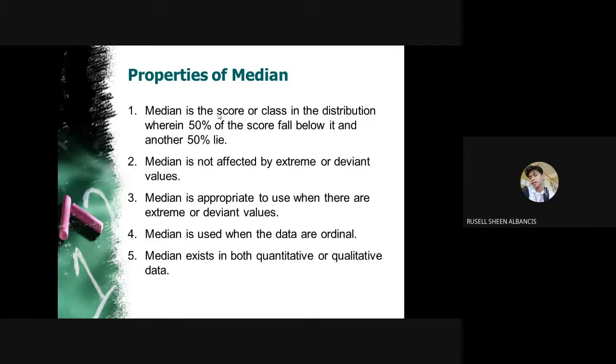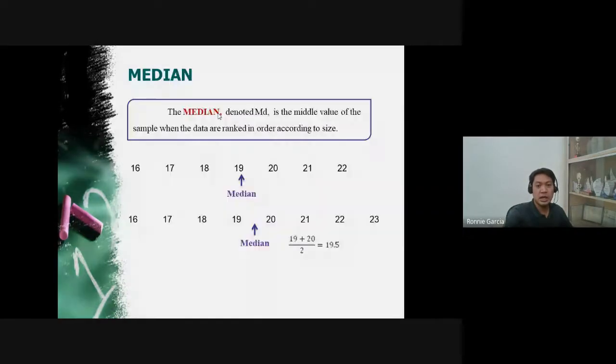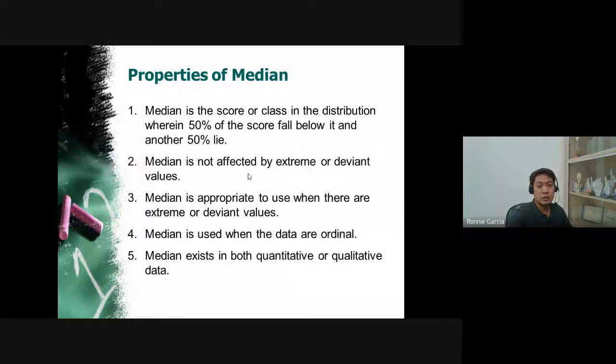Median is the score or class in the distribution wherein 50% of the scores fall below it and another 50% lie above. Very good. If we recall what was shown earlier, 50%, half of the data is on the left side and the other half is on the right side. So it is in the middle. It is the mediator, in other words. 50% above, 50% below. So the one in the middle is the median.